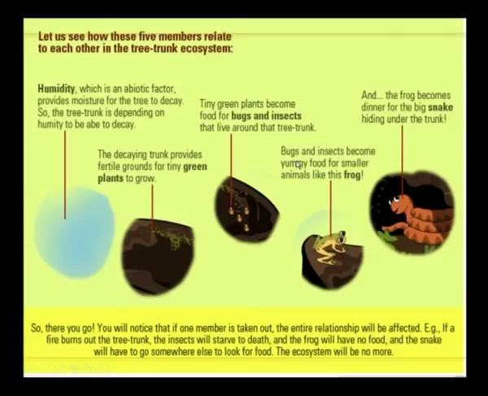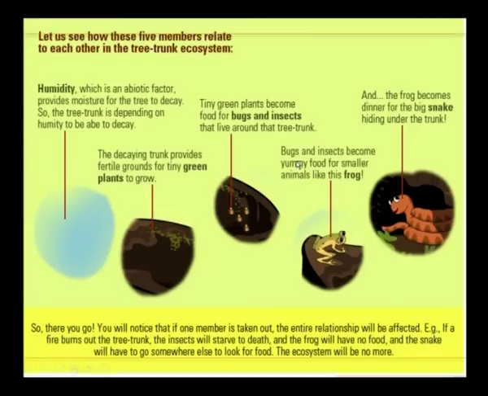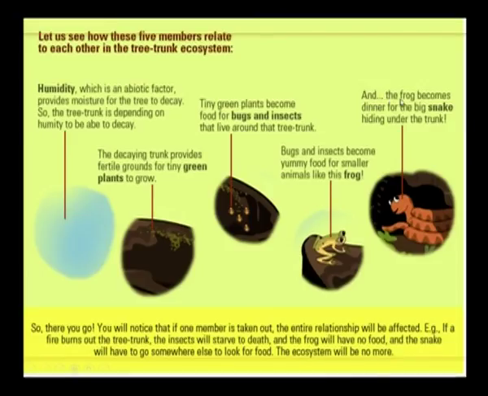And then bugs and insects become yummy food for smaller animals like frogs. We must have noticed in a decaying tree there will be a lot of frogs, snakes, snails. It's all present because there is a lot of food from the smaller plants which have been growing due to the other two factors that we discussed before. The frog becomes dinner for the big snakes hiding under the tree. We might have also noticed snakes feeding on the frog, which is eventually dependent on other factors. All these are part of the ecosystem which is found under the decaying tree trunk.